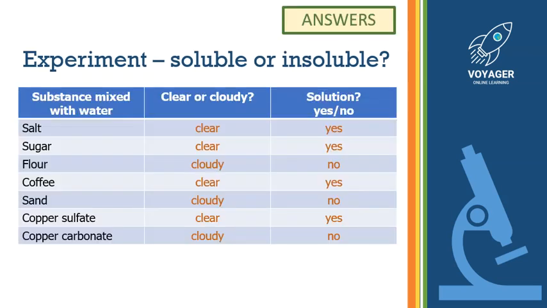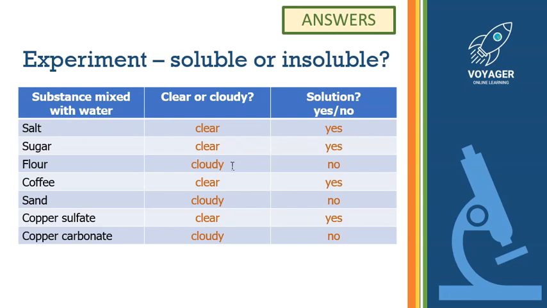Okay, welcome back. Here are the answers to our experiment. So as you can see, starting with salt, when you stir, say, a teaspoon or a small amount of salt in water, you're going to get a clear solution. So yes, it is a solution because it's clear. So there's no little bits of salt floating around. Same for sugar. Sugar, like salt, dissolves in water, so it gives you a clear solution.